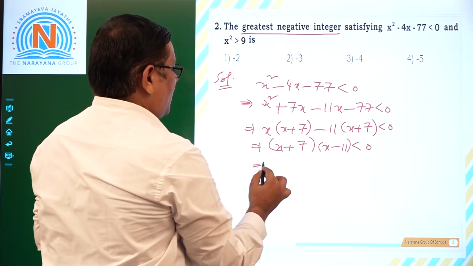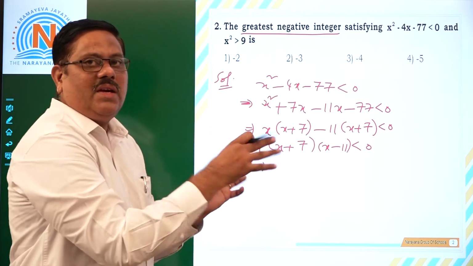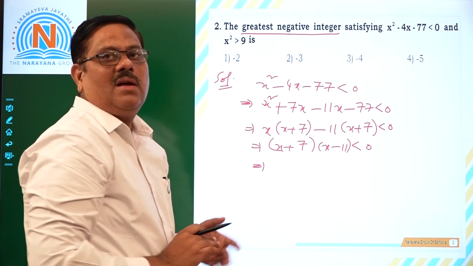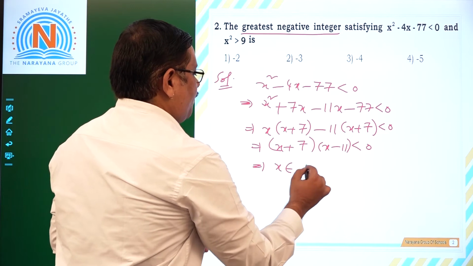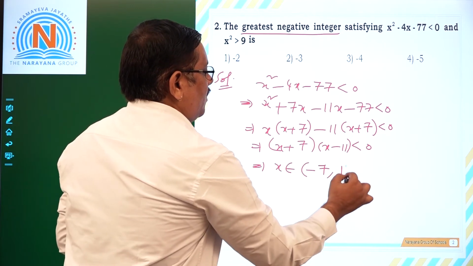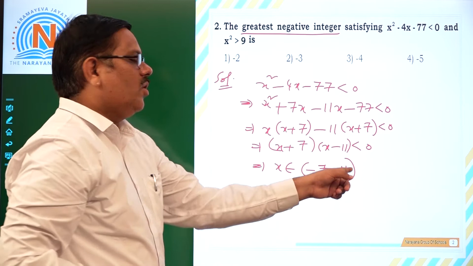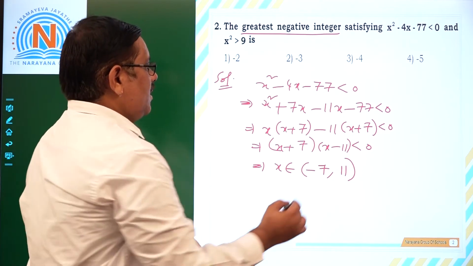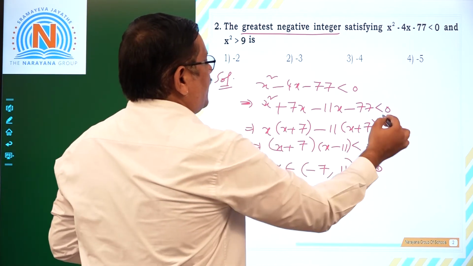As it is less than inequality, x value lies between the critical points, that is minus 7 and 11. So x belongs to minus 7 and 11. As it is strictly less than, it won't include minus 7 as well as 11. This is condition number 1. What is the second condition?